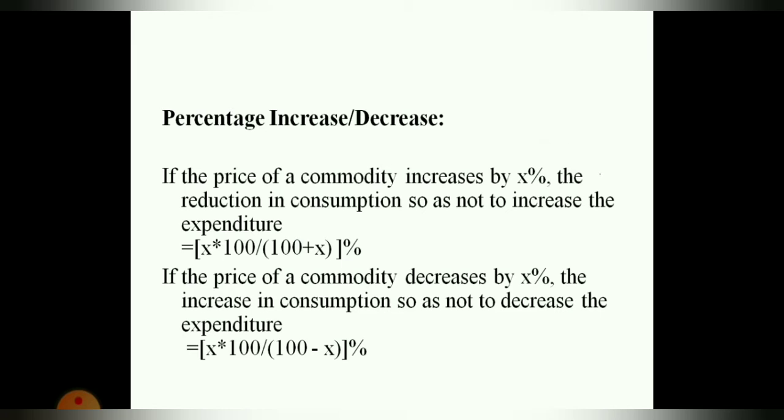Then percentage increase or decrease. If the price of a commodity increases by x percentage, then the reduction in consumption so as not to increase the expenditure can be calculated using x into 100 by 100 plus x percentage. For example, the sugar price increases by 5 percentage. For example, 1 kg of sugar costs 40 rupees.